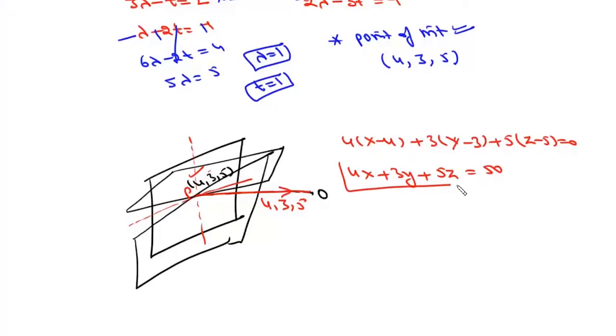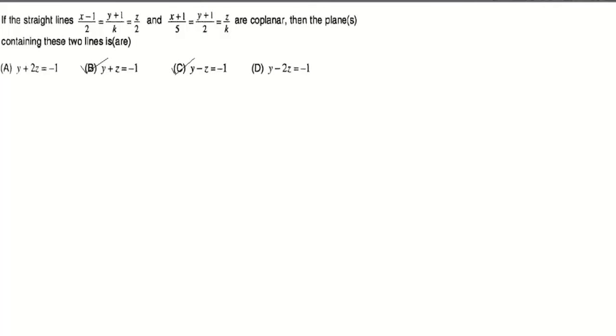So that is the equation of the plane which is at the greatest distance from the origin and passing through the point of intersection of two given lines. Now here the question is, if the straight lines are coplanar, then the plane containing these two lines is. Now what we'll do is we'll write the equation of this plane, and for this equation we need a point.